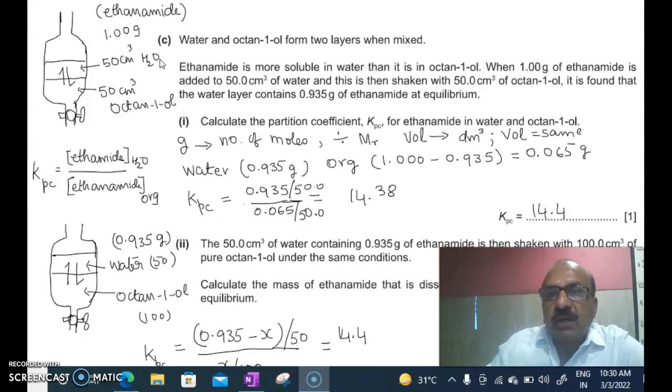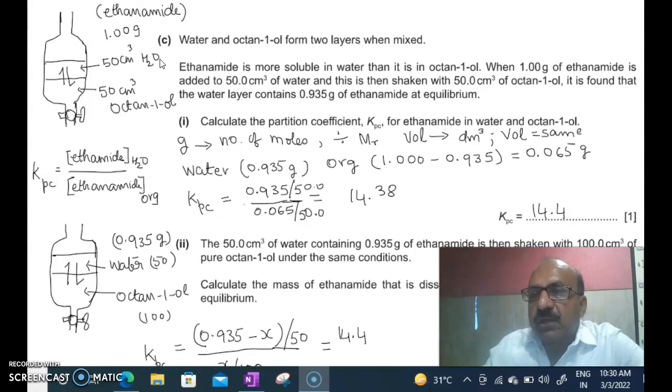Water and octane-1-ol form two layers when mixed. Ethanamide is more soluble in water than it is in octane-1-ol. When 1 gram of ethanamide is added to 50 cm³ of water and this is then shaken with 50 cm³ of octane-1-ol, it is found that the water layer contains 0.935 gram of ethanamide at equilibrium. Calculate the partition coefficient, Kpc, for ethanamide in water and octane-1-ol.